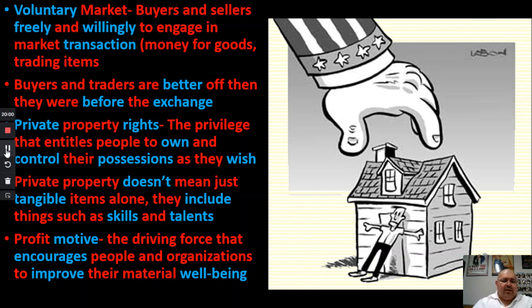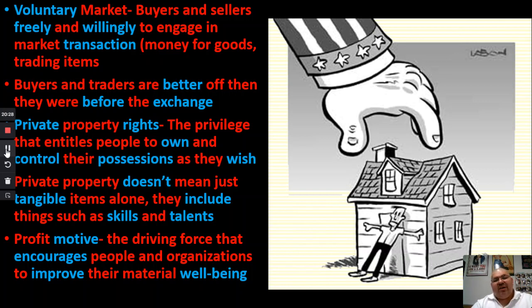Okay. Now, private property rights. This is privileges that entitle people to their own control of their possessions. And possessions are things that are tangible: your phone, your desk if you have a desk at your house, your TV, your game consoles, things like that.